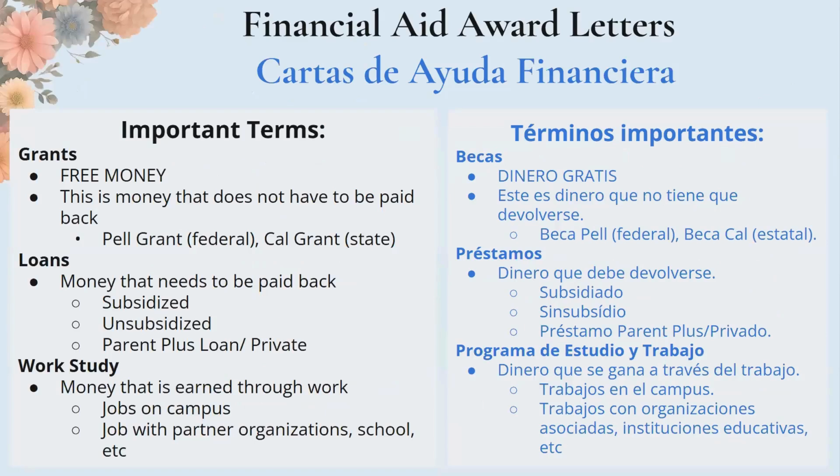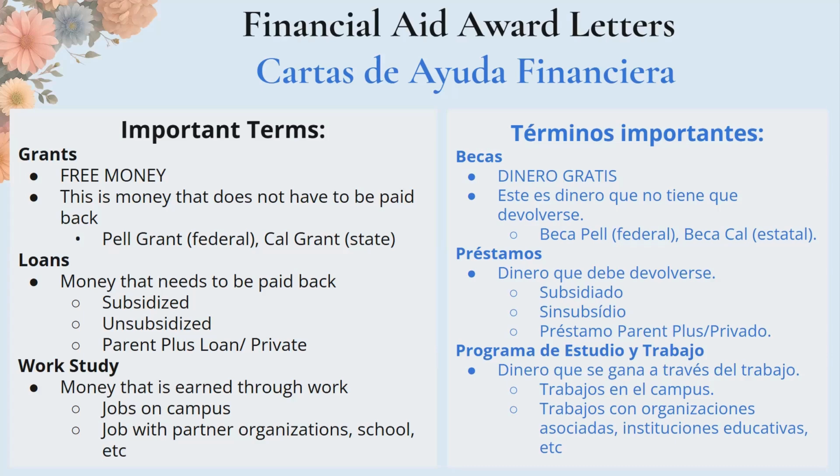Some important terms to note for financial aid award letters include grants, loans, and work study. So first, grants are free money. If the student accepts a grant award, they get to keep this money, or they don't have to pay it back. FAFSA includes two grants. It includes the Pell Grant and the California Grant. Now, the California Dream Act only offers the California grant because the California Dream Act application only receives state funding.